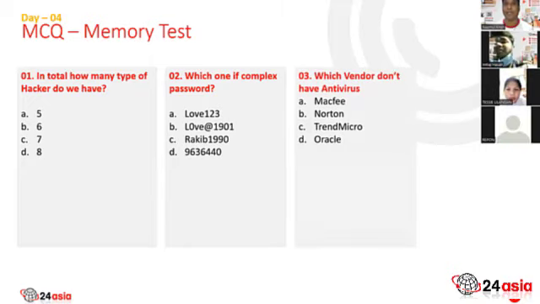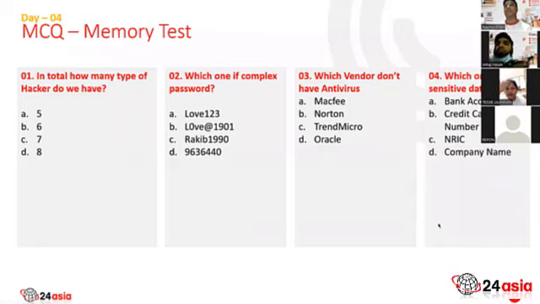Which vendor doesn't have antivirus? Earlier, I showed you many antivirus companies. Oracle. Yes, the answer is correct because McAfee is an antivirus company, Trend Micro is an antivirus company, and Norton is also a well-known antivirus company. Oracle is actually a server, database and application company. They don't really do antivirus.